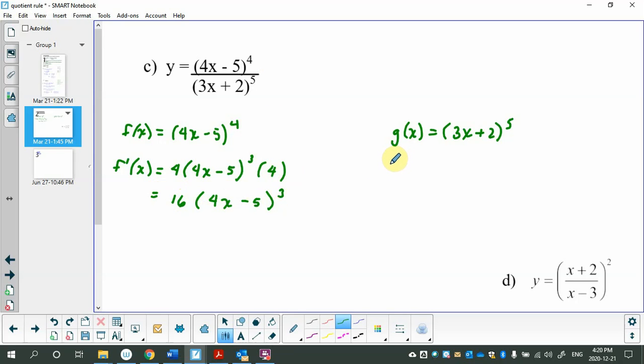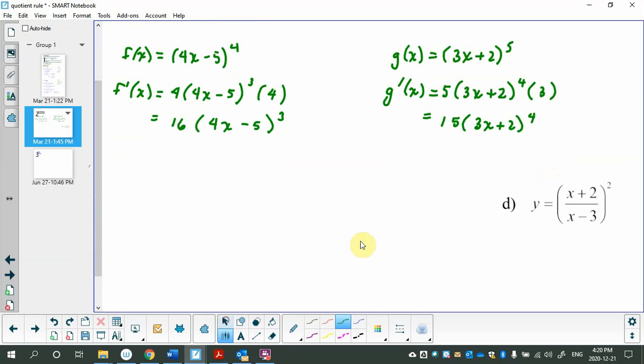So the derivative of the numerator. G prime at x is equal to, drop the 5, keep writing, make it a 4. Go inside, take the derivative of 3x plus 2, which is 3, and then again, multiply my monomials together, and you get that.